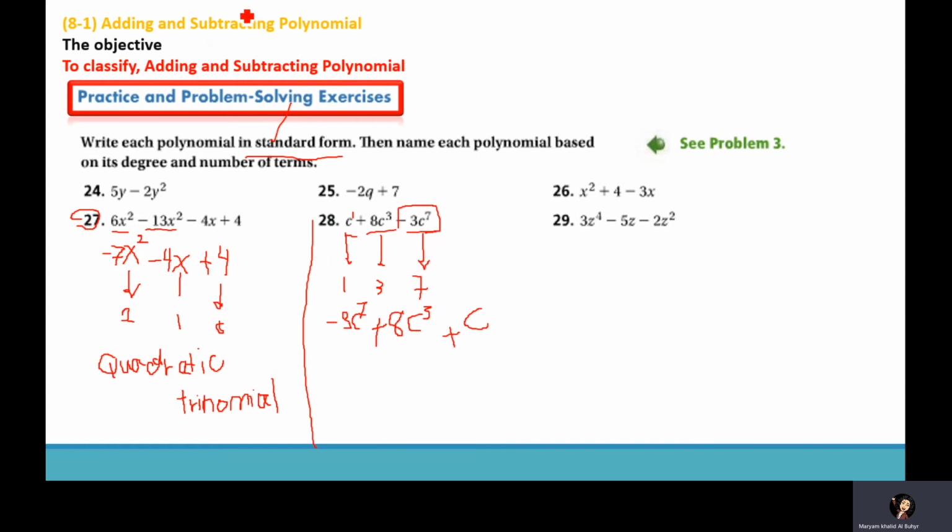Okay, now I'm going to classify it according to the degree. The degree of this polynomial is what? 7. So since the degree here is 7, I can say 7th degree. Since this is the 7th degree, and the number of terms is 1, 2, 3, so again, it's a 7th degree trinomial.